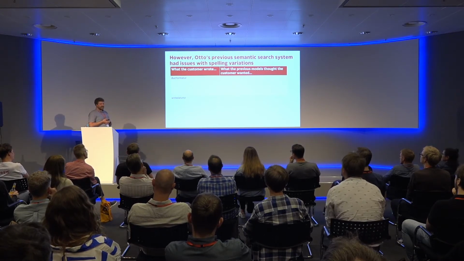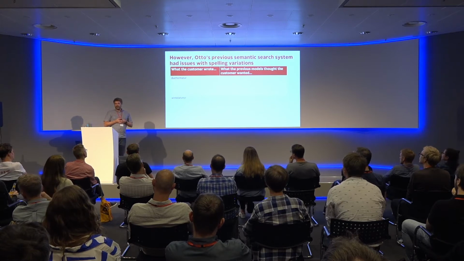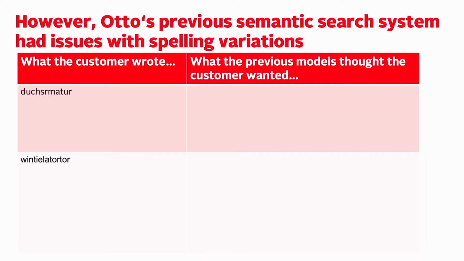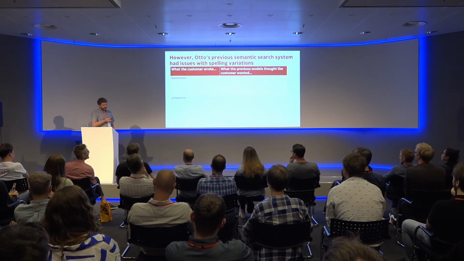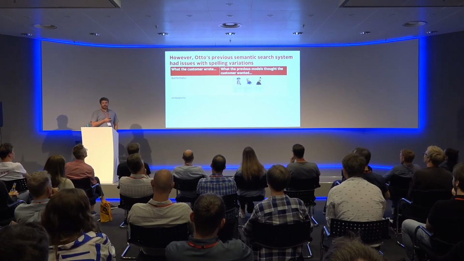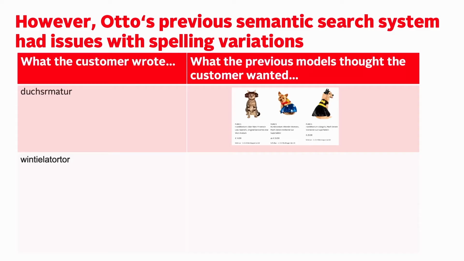Here's the first quiz. The customer enters Duxer Matur. Anyone an idea what the customer really wanted? Yes? Yes, a Duscharmatur. Our previous system thought the customer wanted a Hundekostüm. Why on earth in our Hundekostüm, which we offer at OTTO, there's a cat in a Princess Leia dress? I don't know. Which is on the left. I actually brought this red light to show this. Oh, yeah, very nice. Here's the cat in the red Leia dress.